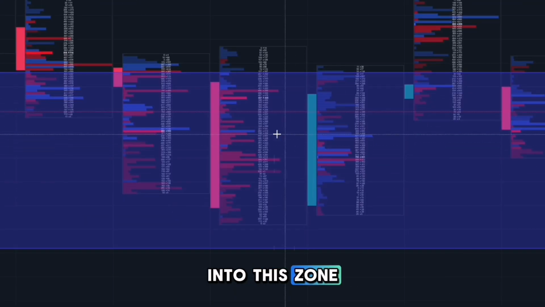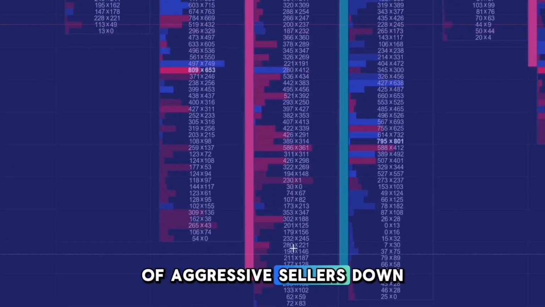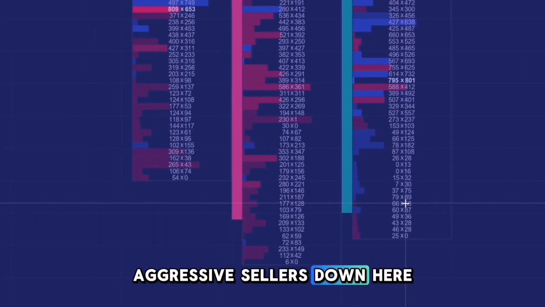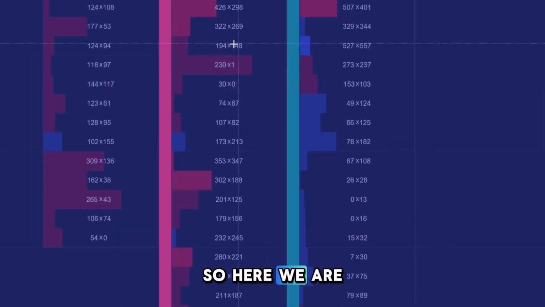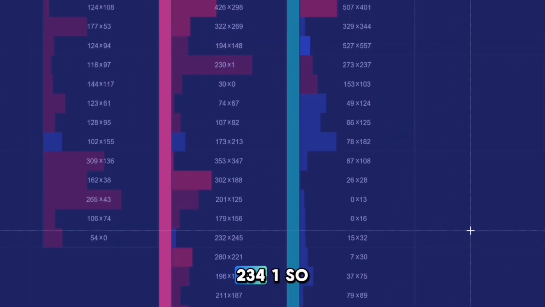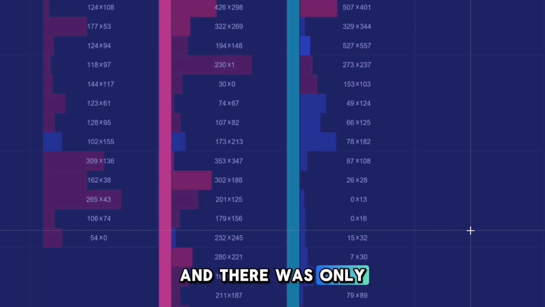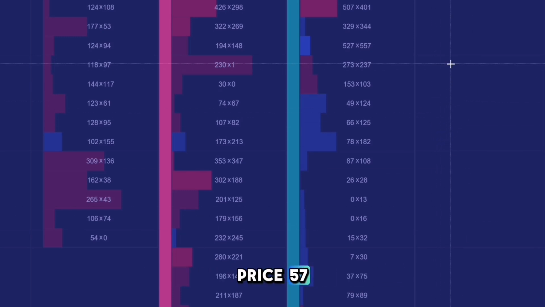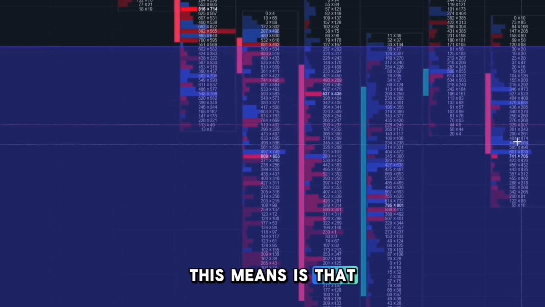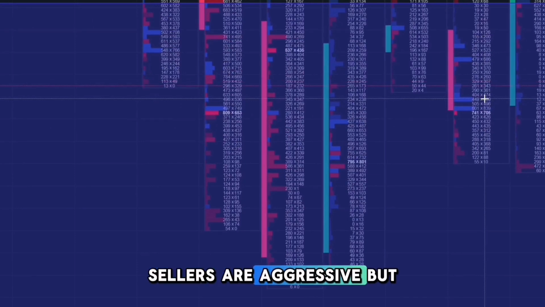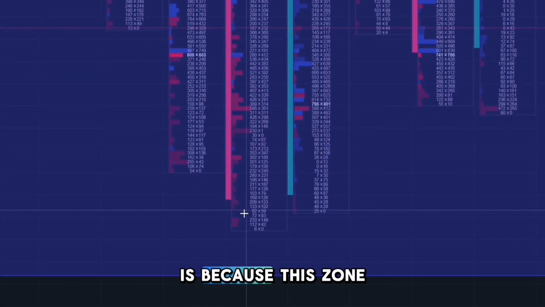So when we come into this zone, we are seeing a large number of aggressive sellers. If we zoom into these candles, we're seeing a lot of aggressive sellers down here. Now, you only need to read one or two of the numbers to get a gist of what's going on. So here we had 230 for one, right? What you need to understand is that there were 230 aggressive sellers, and there was only one aggressive buyer. This was at the price 57.58, 0.75 on ES. It could be on any stock. So yes, sellers are aggressive, but are the sellers being rewarded? Well, the answer is no. And the reason why they're not being rewarded is because this zone has held.